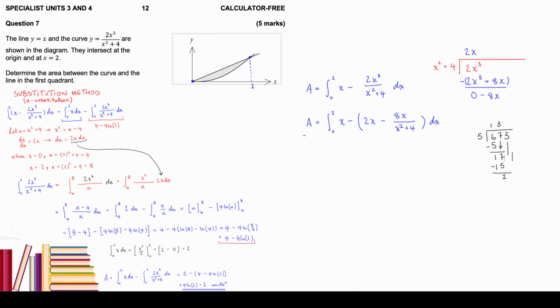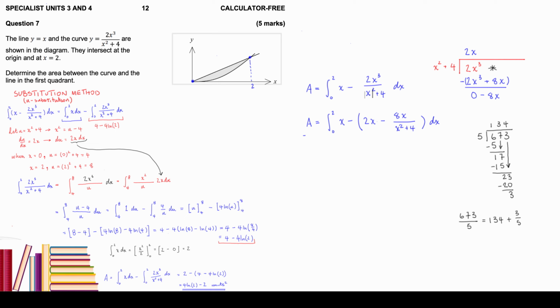I then bring down the 3, and I go 23 divided by 5 is 4. And then I'm going to go 4 times 5 is 20. Do the subtraction, and I'm left with 3. Now, there are no more numbers to bring down, just like there were no more numbers here to bring down. So what I can say is that 673 divided by 5 is equal to 134 plus 3, which is my remainder, over 5. And that's the same here.